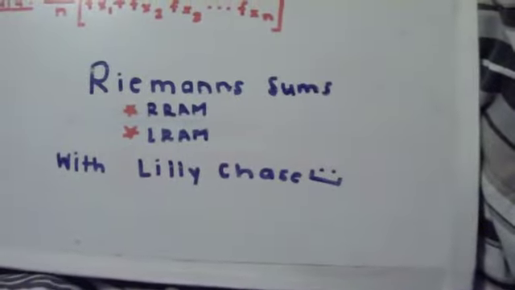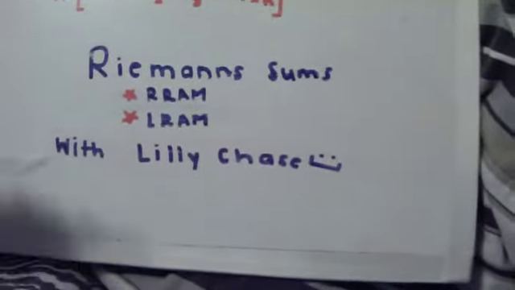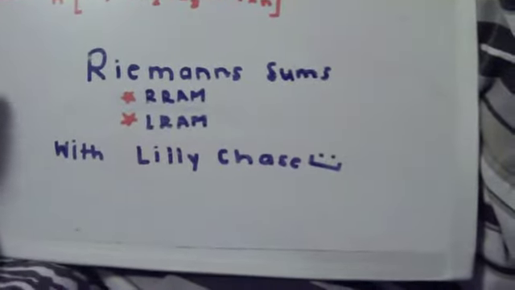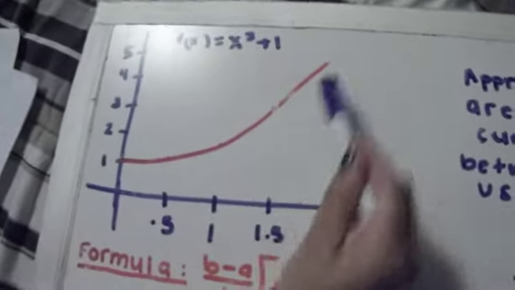So today I will be focusing on Riemann sum, specifically RRAM and LRAM. In order to find an area under a curve, a simple way to do it is by making rectangles. So consider the following function, f of x equals x squared plus 1. The function looks like this.